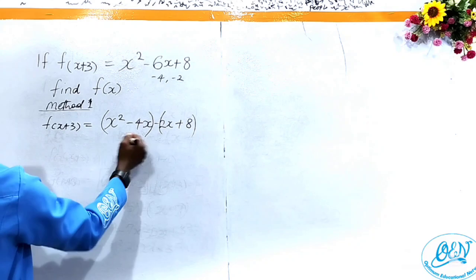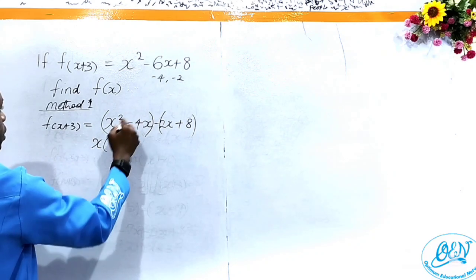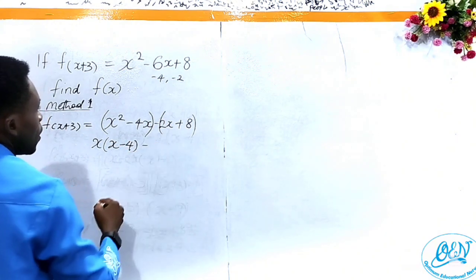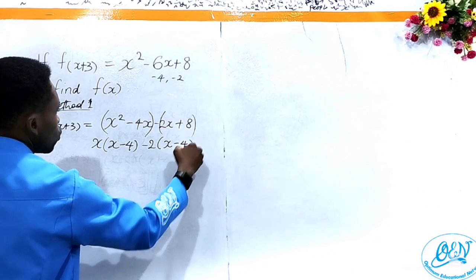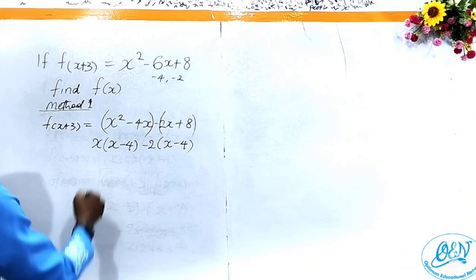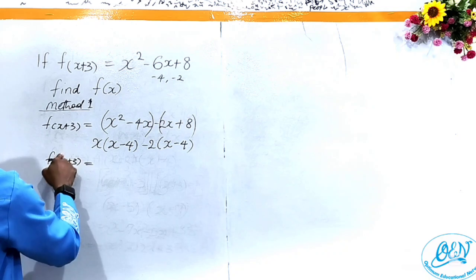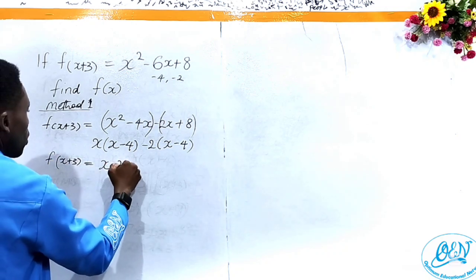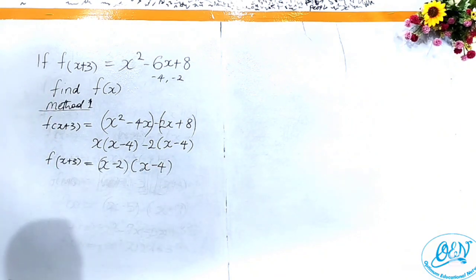So now we factorize, have x into this, we have x minus 4. Then if we put minus 2 here, we'll have x minus 4 because minus 2 times minus 4 will give us plus 8. So our f of x plus 3 will be x minus 2 and x minus 4, right?